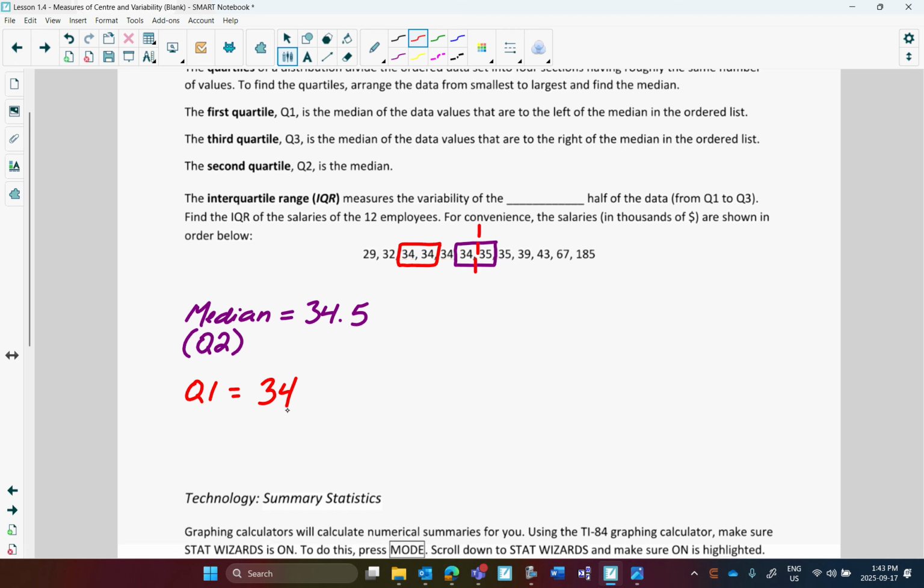For Q3, here's where our median is, halfway between here. So there's 6 numbers to the right of the median. I have to find the median of these 6 numbers. Those are the 2 in the middle, so I have to average those 2. So Q3 is going to be 39 plus 43 divided by 2, which is going to give us 41.